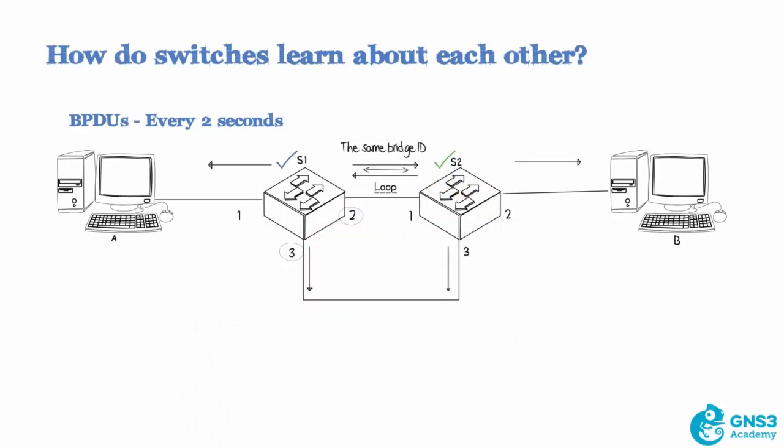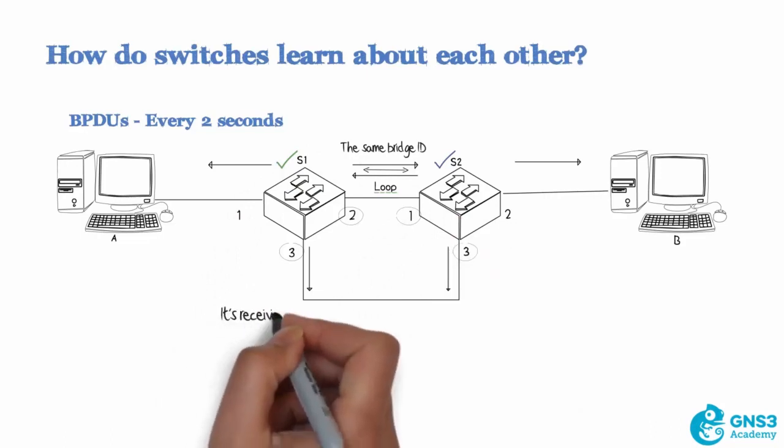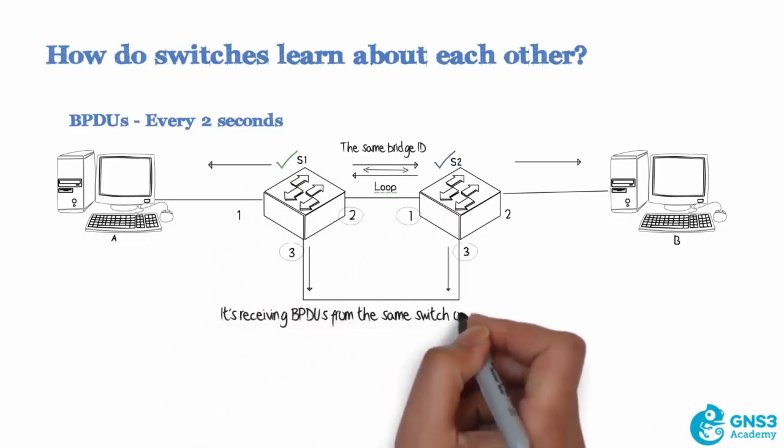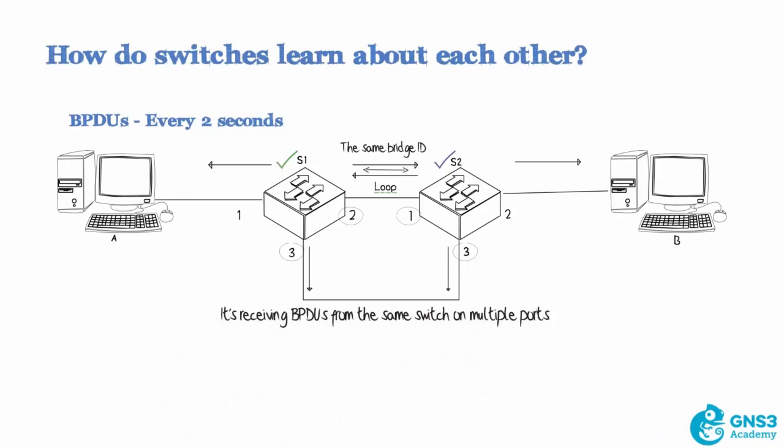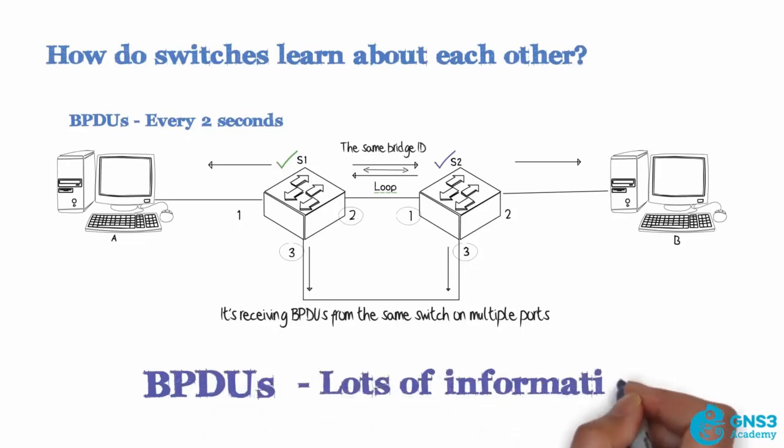In the same way, switch 2 knows that there's a loop because it receives BPDUs from switch 1 on both port 1 and port 3. In other words, it's receiving BPDUs from the same switch on multiple ports, hence there must be a loop. Now, BPDUs contain lots of information, and I'll demonstrate that in a moment.